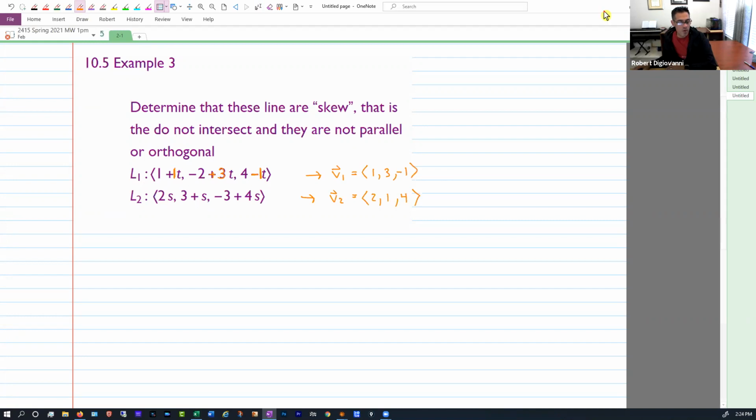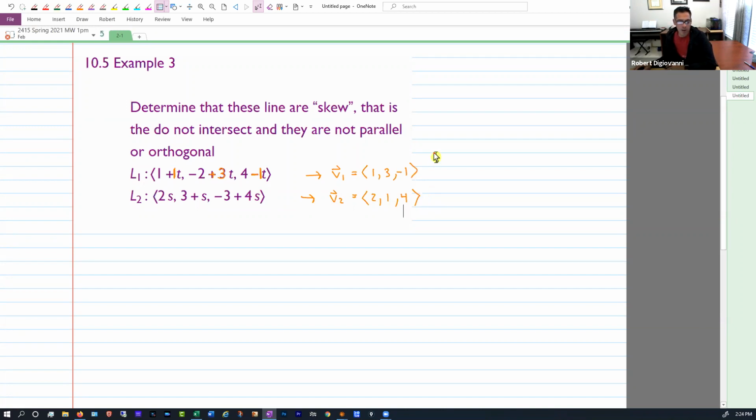Yes. Now we're using T here for the variable and we're using S here for the variable. It's a different variable. And the reason we're not using T twice is because we don't want to confuse the two equations. We want to somehow differentiate the two from one another. So we just went ahead and stuck with T for the first one, and we're going to use S for the second.